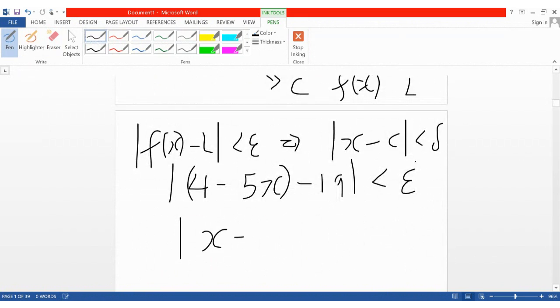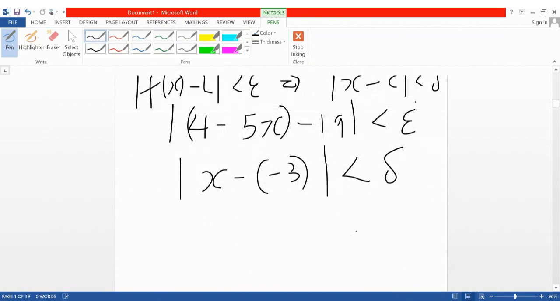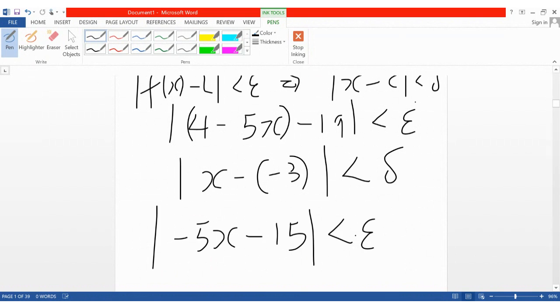So again, I repeat, we don't manipulate the delta so much, but the function that has epsilon, you should be able to simplify. So 4 minus 19, that is what? 15. So we'll get, I'll start with the other one, 5x minus 15 is less than epsilon. And then here I'll have x plus 3 is less than delta.